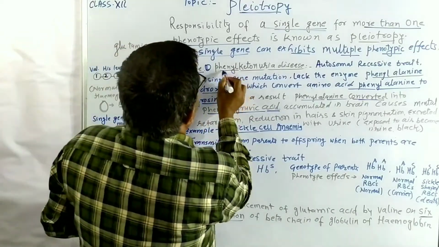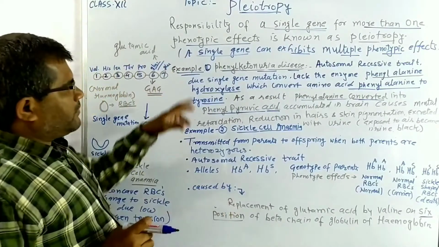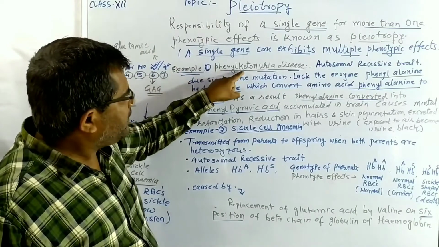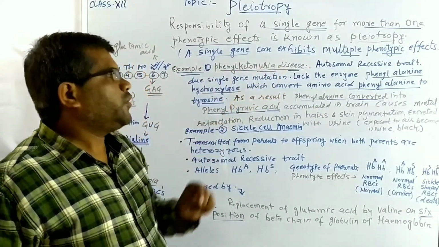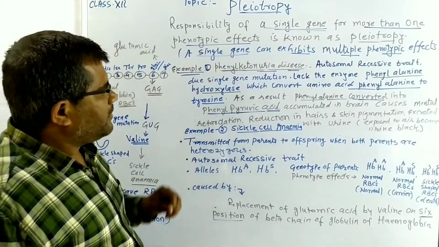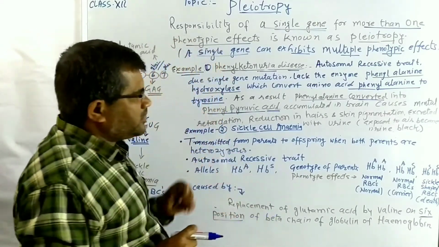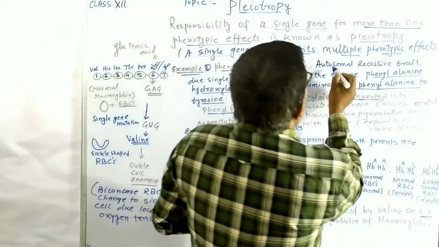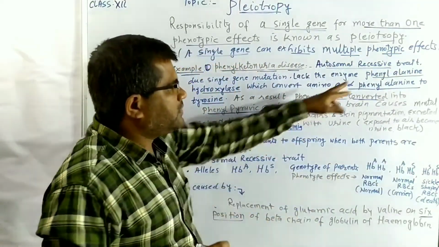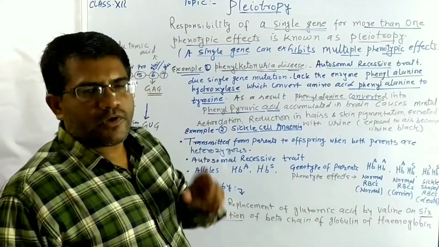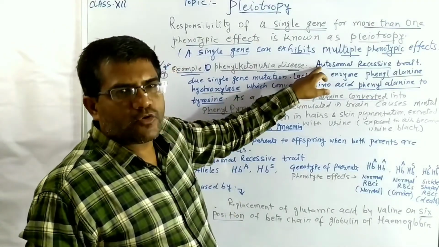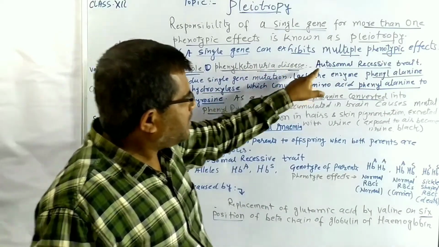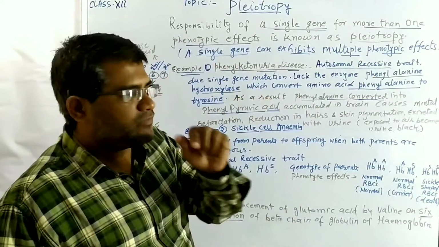First example is phenylketonuria. This is an inborn genetic disorder. In the phenylketonuria disorder, first we'll see, it is an autosomal recessive disorder. It is a recessive trait due to the autosomal chromosome. There are two types of chromosomes, sex chromosomes and autosomes. So phenylketonuria is an autosomal recessive trait.